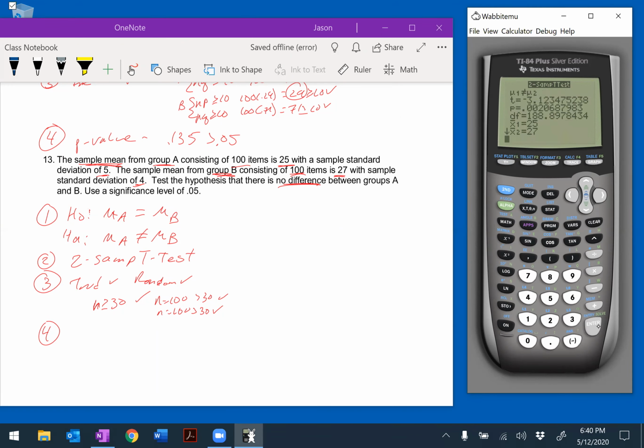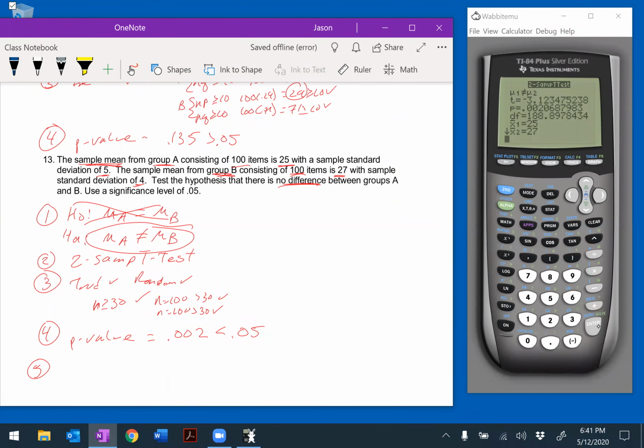So what's the p-value? The p-value is equal to 0.002, which is less than 0.05. So if it's less than, then what do we say? Do we accept the null or do we reject the null? We reject the null and we accept the alternative. The alternative is that they're not equal.